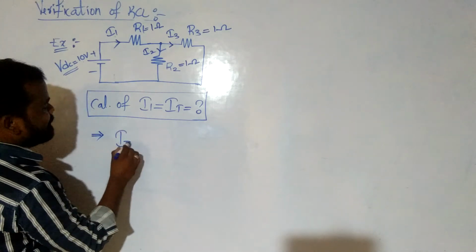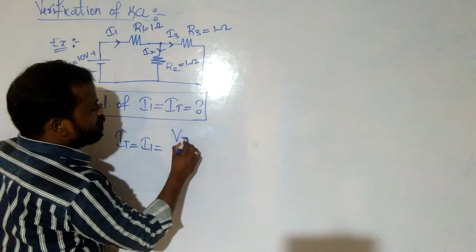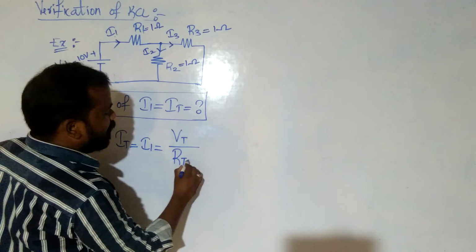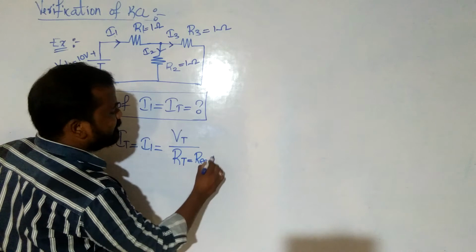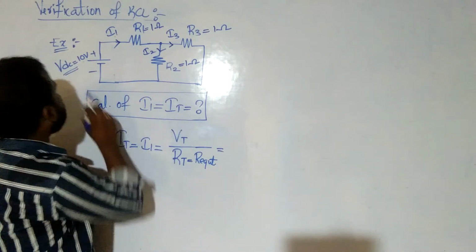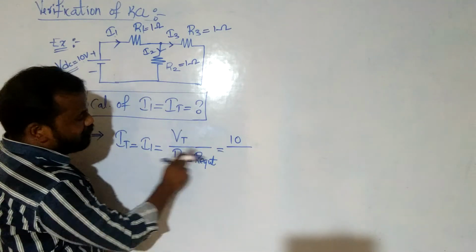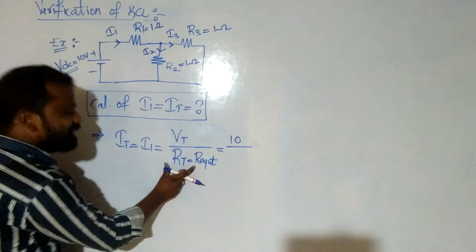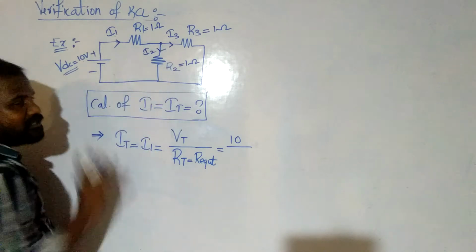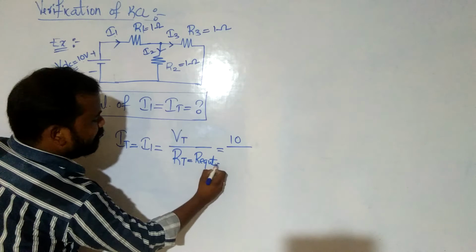So total current IT, or we can also call it I1, is equal to total voltage applied to the circuit divided by total resistance, or equivalent resistance. Clear? Now we know the value of VT. Total voltage is 10. So 10 divided by, we don't know the value of R equivalent. So here we need to find the total equivalent resistance of the circuit.